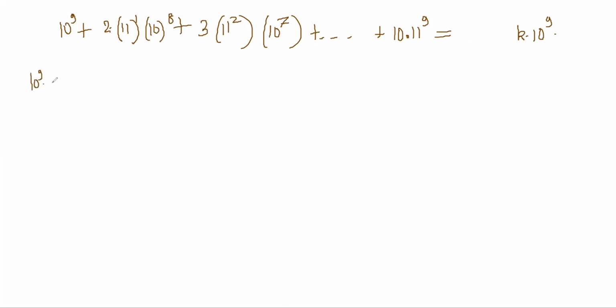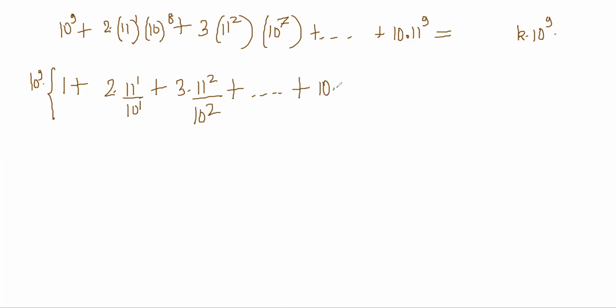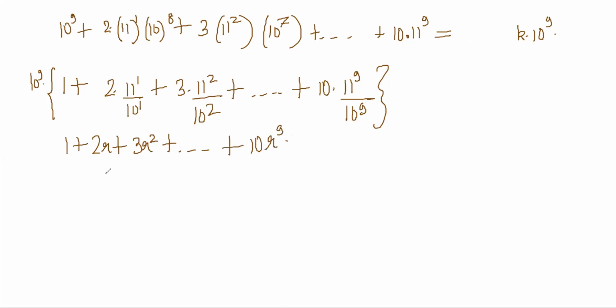10 power 9, if I take common, it becomes 1 plus 2 into 11 power 1 by 10 power 1 plus 3 into 11 power 2 by 10 power 2 plus 10 into 11 power 9 by 10 power 9, right? Correct. So this is 1 plus 2r plus 3r square plus 10r power 9, right? Where r is equal to 11 by 10. Okay. So we just have to find the value of this.